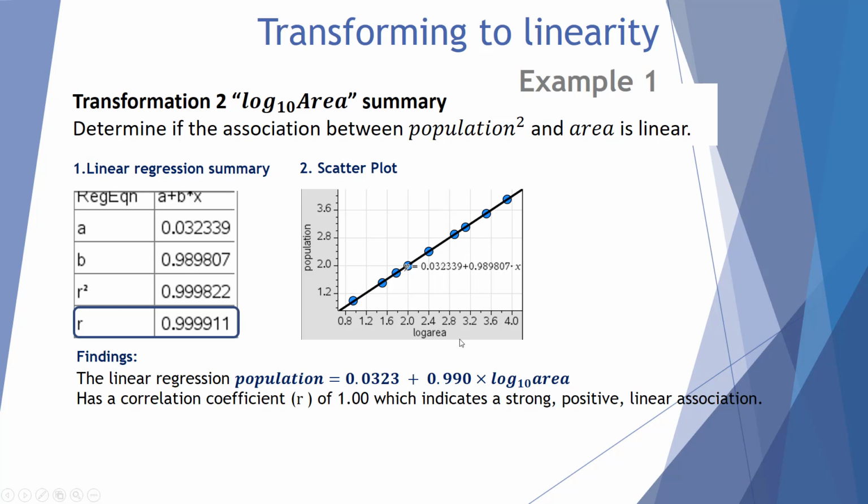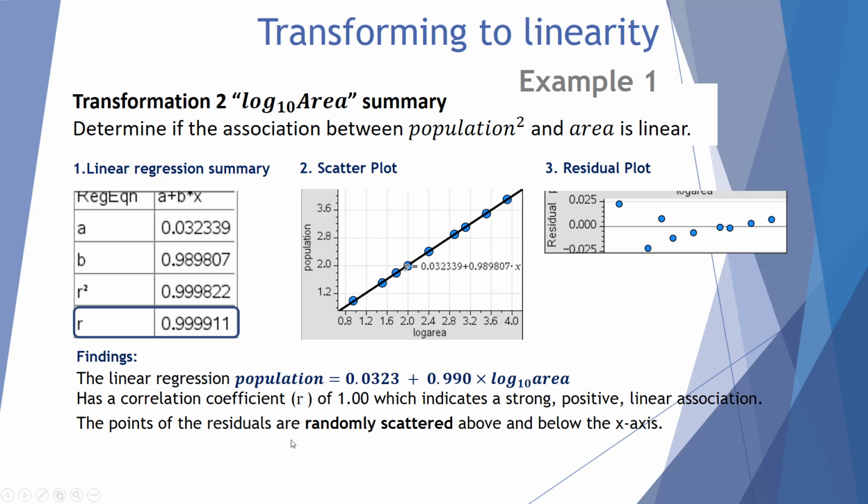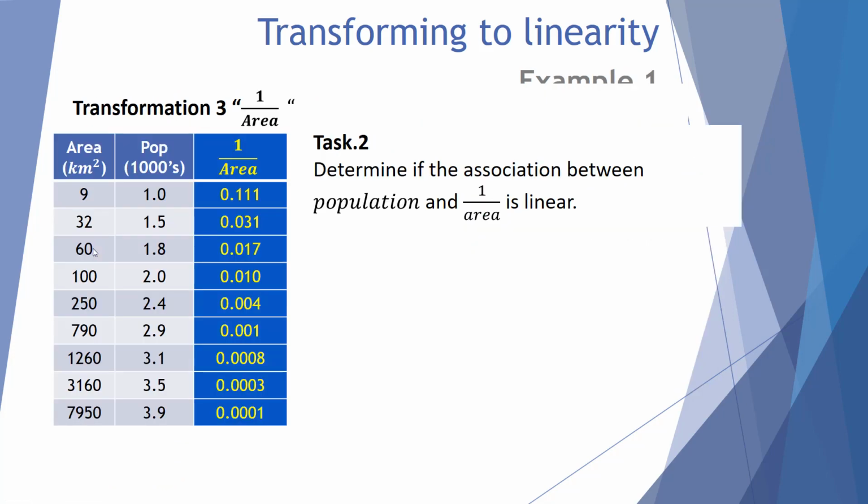But always we must check our residual plot. Our residual, which is pleasing to see, has scattered from positive to negative, positive to negative. The points of the residual are randomly scattered above and below the x-axis. The original data probably have a linear relationship. Finally, we've got our third and final transformation, which is our inverse or our reciprocal x data. Let's see what it finds. So we're taking the reciprocal of x, which is the area, 1 on the area.